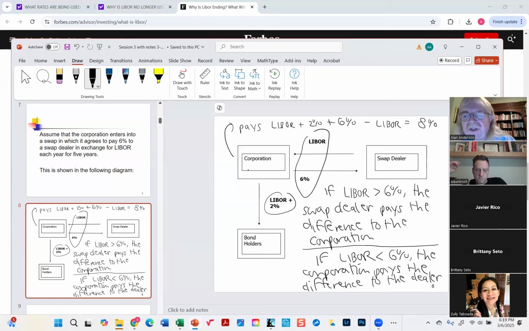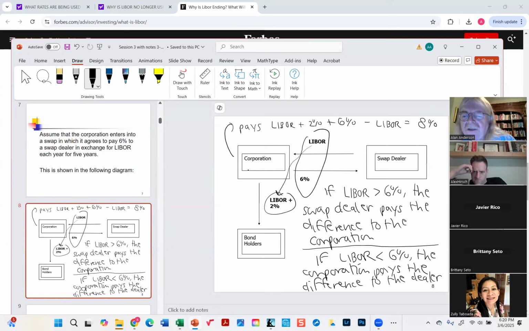The corporation pays 6% to the swap dealer and receives LIBOR in exchange for that. Now that LIBOR is passed on to the bondholders, plus another 2% from the corporation's pocket. So ultimately, the net effect of all this is that the corporation, instead of paying LIBOR plus 2%, is actually paying 8%. Okay, the net amount that's coming out of their pocket is guaranteed to be 8%. So they've changed their exposure to a floating rate to exposure to a fixed rate. Now, if rates go down, they'll probably be sorry about this. But if rates go up, they'll be very happy because it means that they're saving interest.